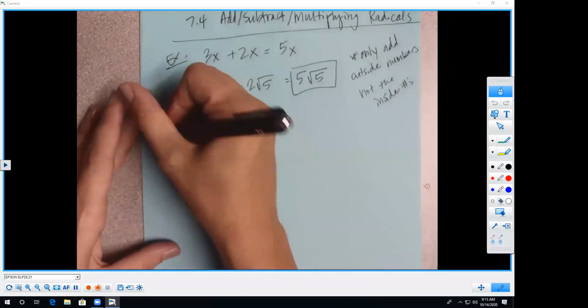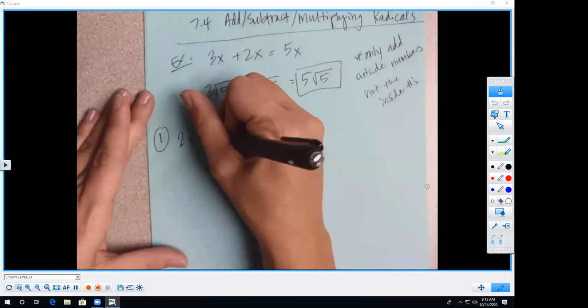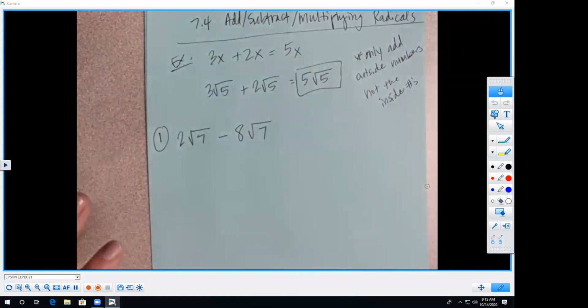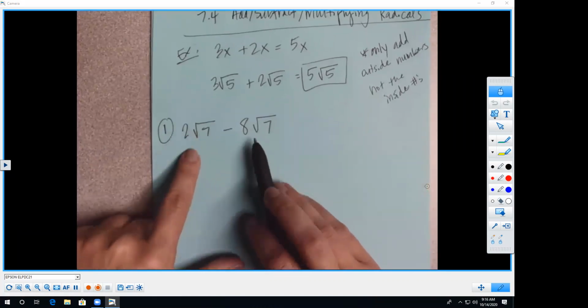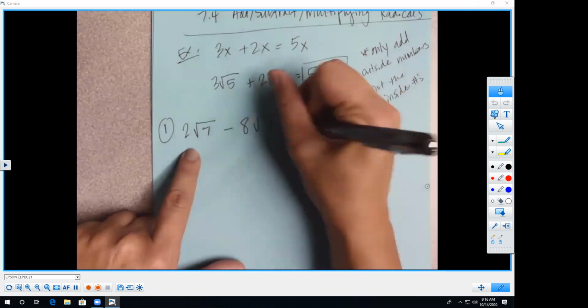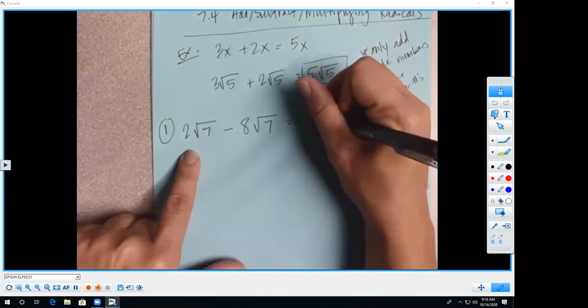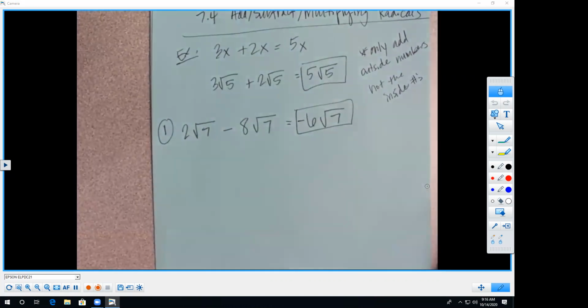Okay, so let's do a few examples like that. If I had 2 times the square root of 7 minus 8 times the square root of 7, we do the exact same idea with subtraction. My roots are the same, square root of 7, so I just do the numbers on the outside. What's 8 minus 2? Negative 6. And so it's negative 6 square roots of 7 is your answer.